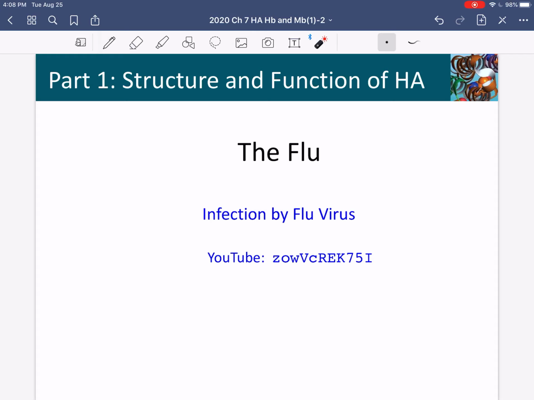It goes back to that heptad repeat of hydrophobic amino acids that we found in the primary structure of the fibrous proteins, alpha keratin. That coiled coil structure that we learned about before in the protein structure unit is applied in the protein function unit when we talk about how some viruses bind to and enter your cells. And that's what I want to get to in this structure function of HA.